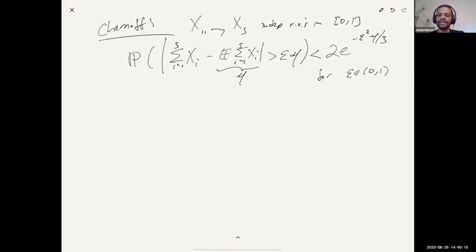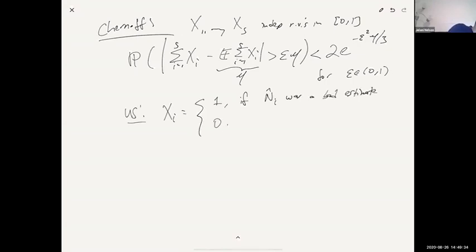So for our situation, xi is 1 if n hat i was a bad estimate, it had too much error, and 0 otherwise. So the sum of the xi is the number of estimates that were bad. What is the expectation of the sum of the xi? It's at most s over 3 because we set eta to be a third. So we only expect the sum to be s over 3.